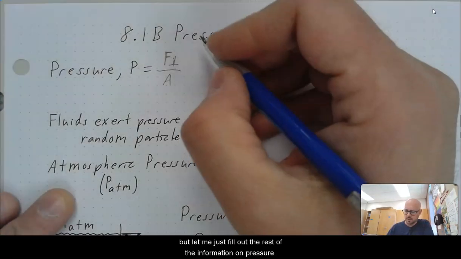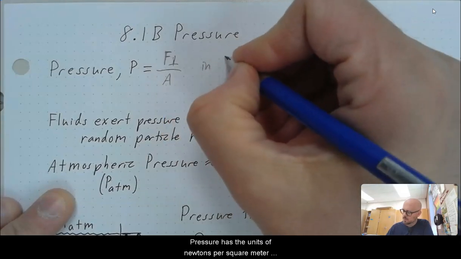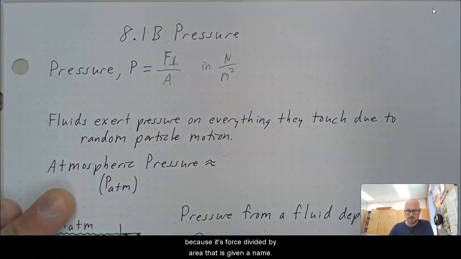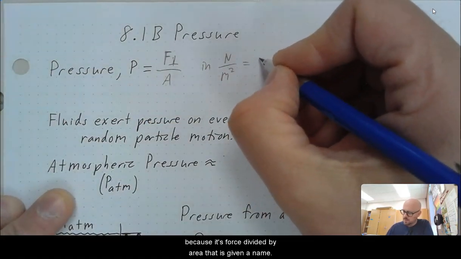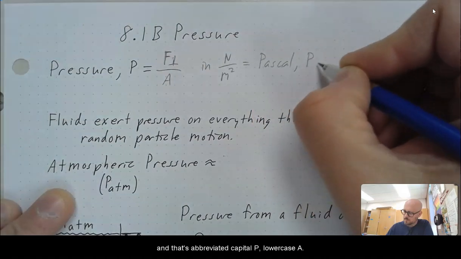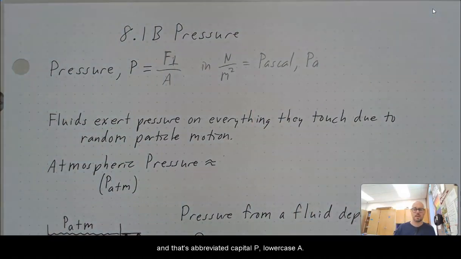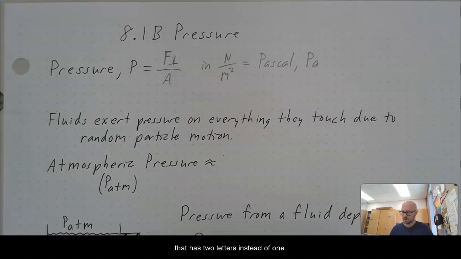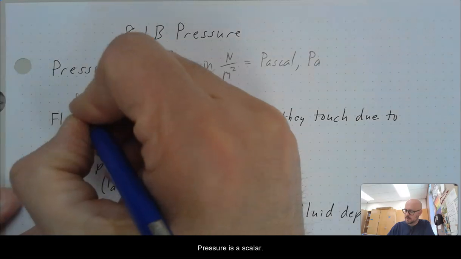information on pressure. Pressure has the units of newtons per square meter because it's force divided by area. That is given a name. The name of that is the Pascal, and that's abbreviated capital P lowercase a. It's a rare unit in this course anyway that has two letters instead of one. Pressure is a scalar.